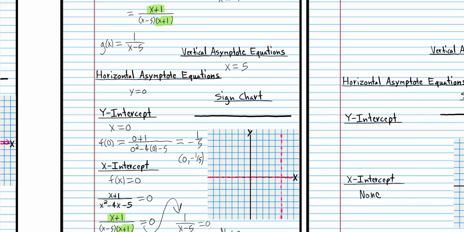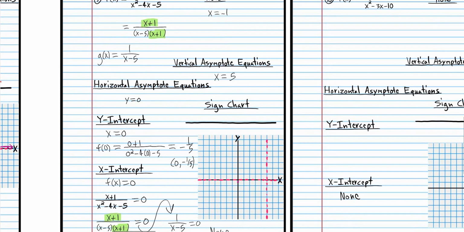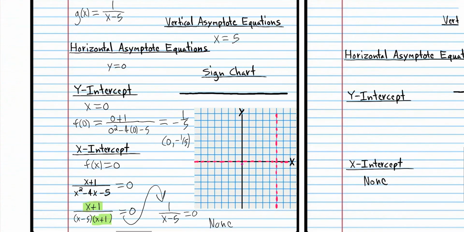So now we need to find some reference points. We know that there's a hole at -1, but really what we're doing is graphing this expression here. The x plus 1 doesn't affect the graph anywhere except at x equals -1. So let's just graph this expression. That expression is going to look something like, let's do the sign chart.